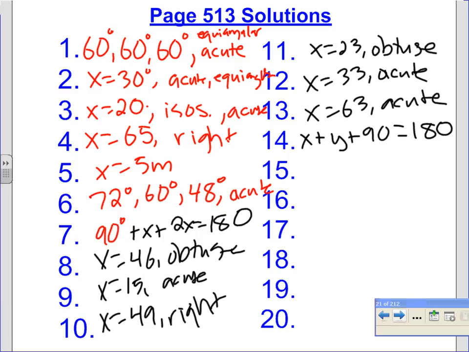Awesome. I usually just set up an equation for a problem like that. You know there's already a right angle. So if you subtract that from both sides, you know x plus y, which are the other 2 angles, are going to be acute because x plus y equals 90.